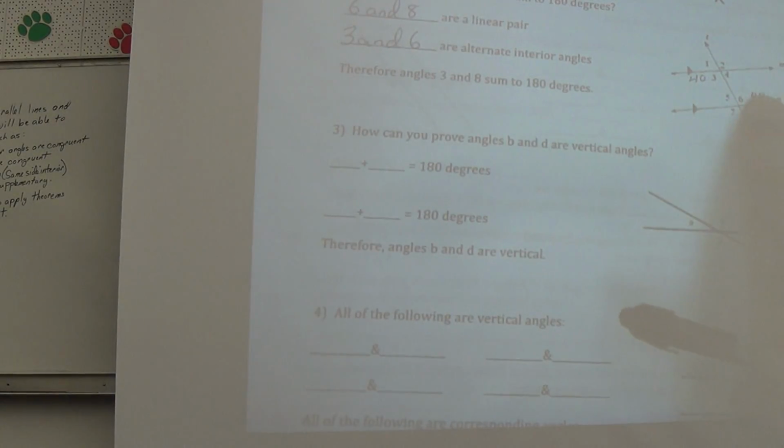So if these two are supplementary and these two are congruent, then angle 3 has to be supplementary to angle 8. Is that true? Yeah. It did wind up true, didn't it? It's crazy. So if these two are congruent and these two are a linear pair, then these two have to also be supplementary. Have to add up to be 180.